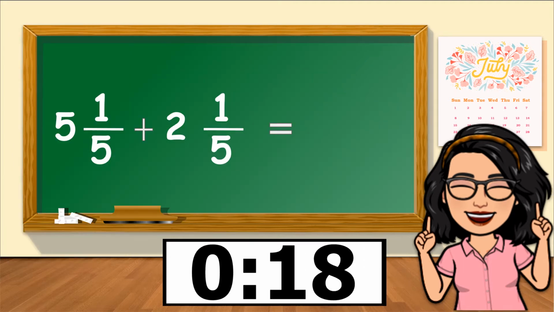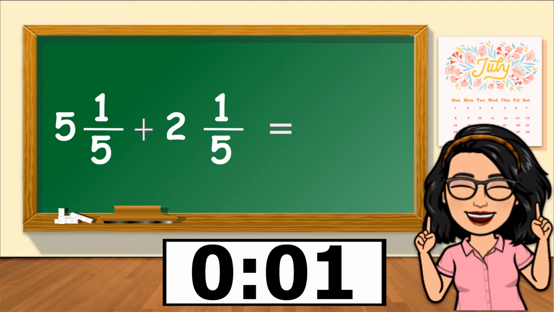Next one, how about this one? This is a mixed fraction because we have whole numbers. So just like what we did a while ago, all we need to do with the fraction part is copy the denominator, add the numerator, and you will also add the whole numbers.